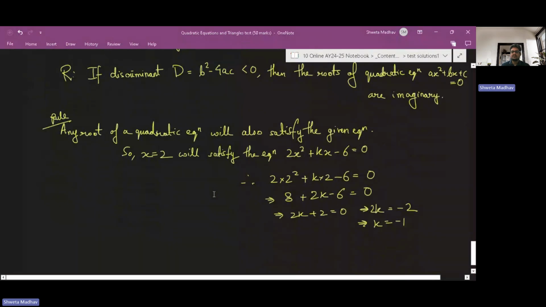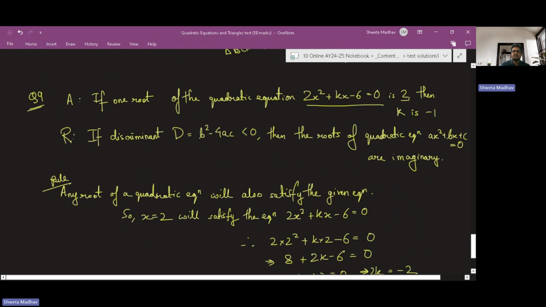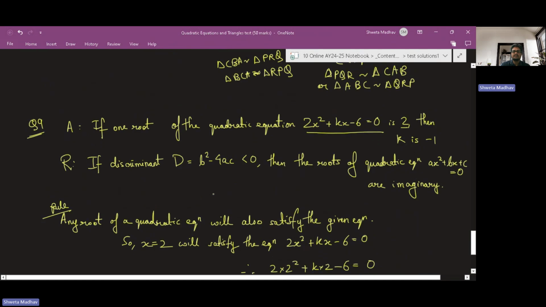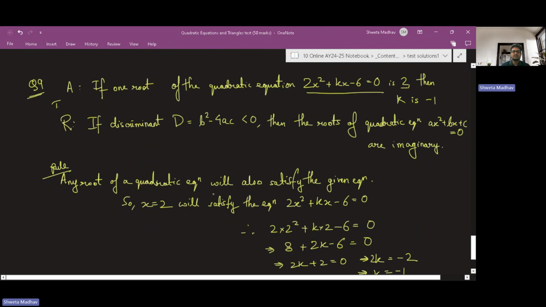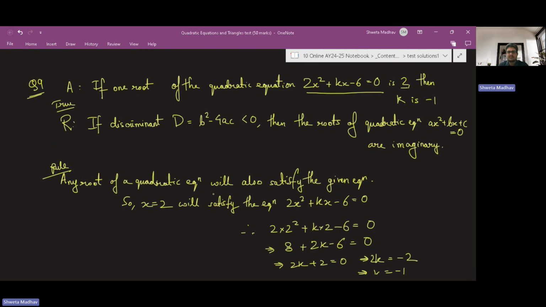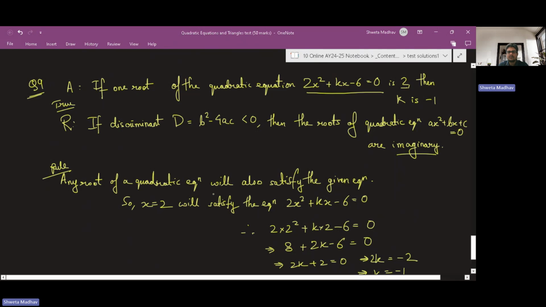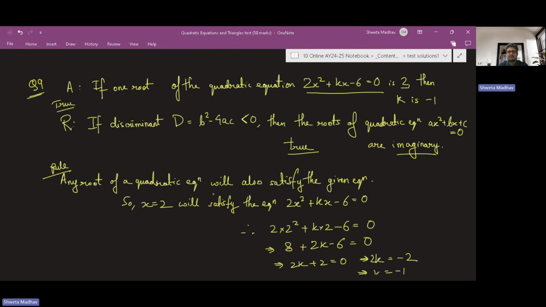So hence k will be minus 1 if 2 is the root of this given equation. So hence the assertion is true. And then the reason is told that if the discriminant is less than 0, then the roots of the quadratic equation are imaginary. So obviously that is also true. Hence if the discriminant is negative, then the roots of the quadratic equation are imaginary.